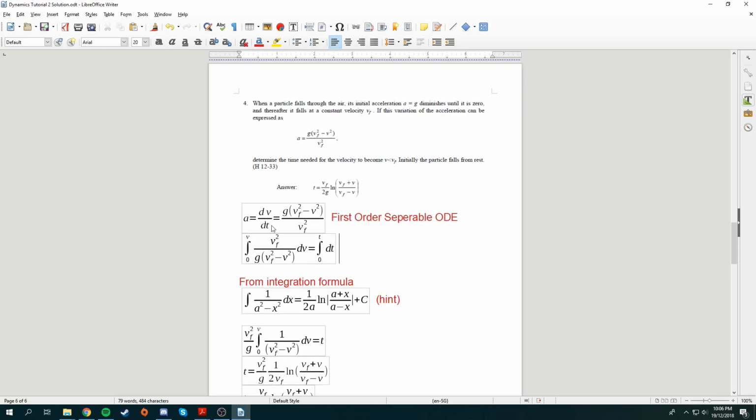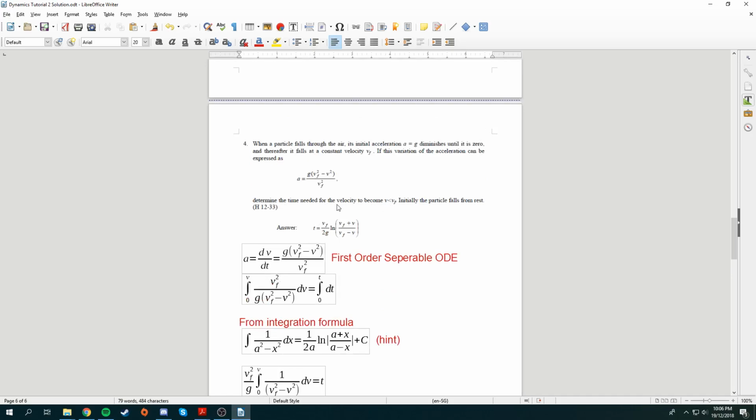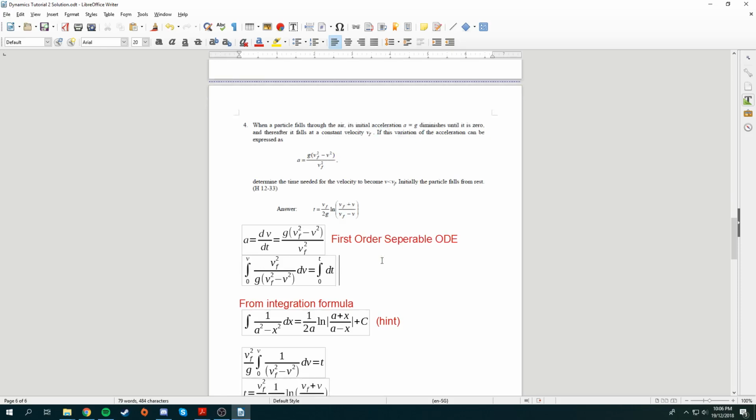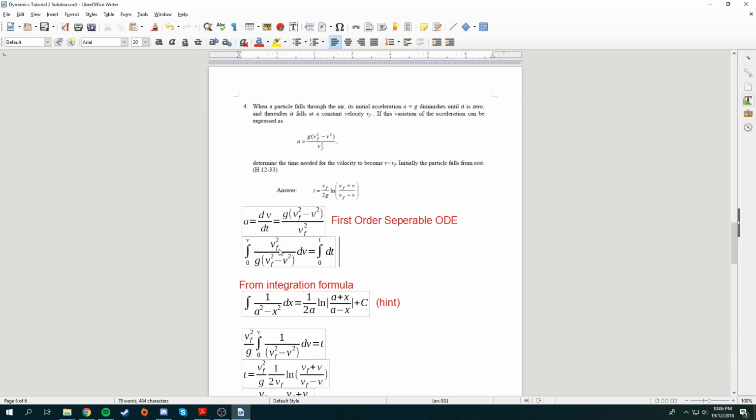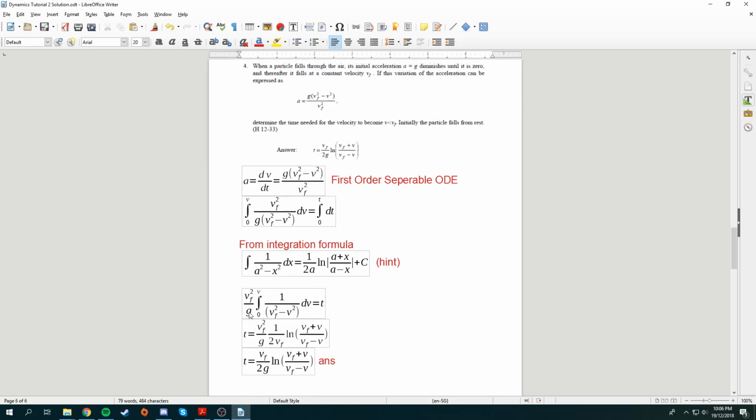Now this seems quite hard to integrate, very difficult to integrate, but we look at the clue that's given to us: constant velocity vf, meaning I can take vf as a constant and take it out of the integral. Just like gravity acceleration, I can take it out because it is constant, it will never change. And we know that the particle initially falls from rest, so the velocity at the initial part will be 0 and the velocity at the final part will be v.